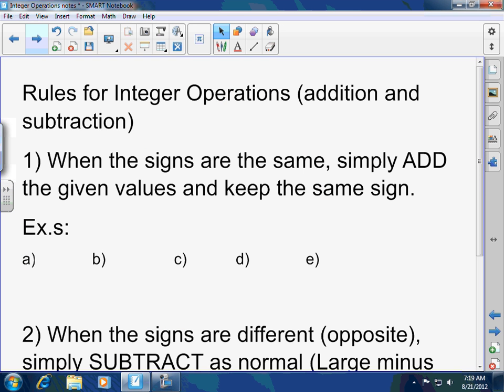All right, so let's talk about some rules. The rules for integer operations, addition and subtraction. When the signs are the same, simply add the given values and keep the same sign. For example, 4 plus 7. It's a +4 plus a +7. So the signs are the same. So that's going to be 11. Done.